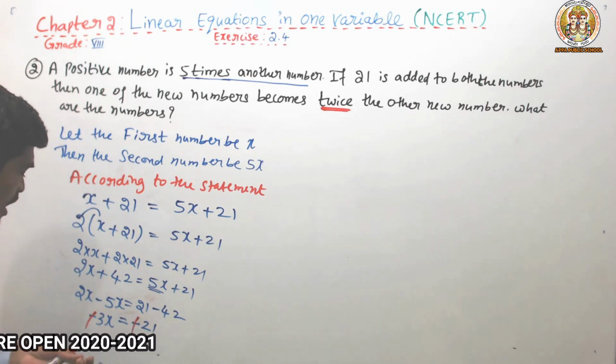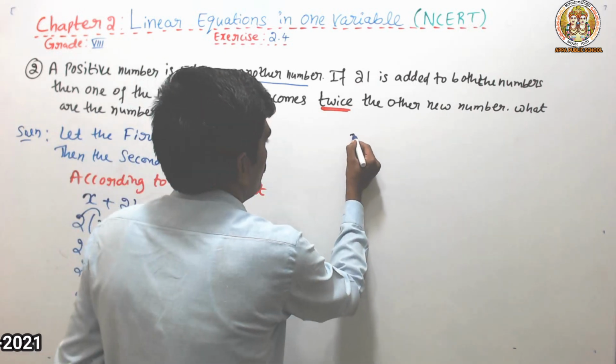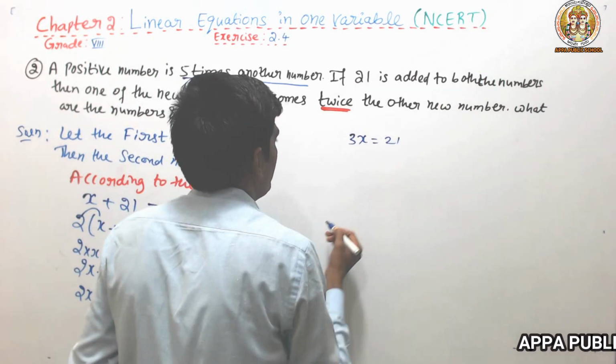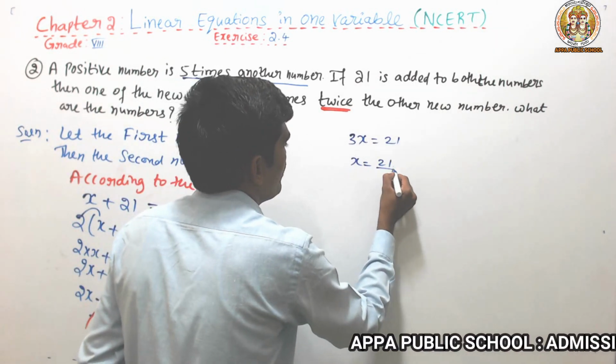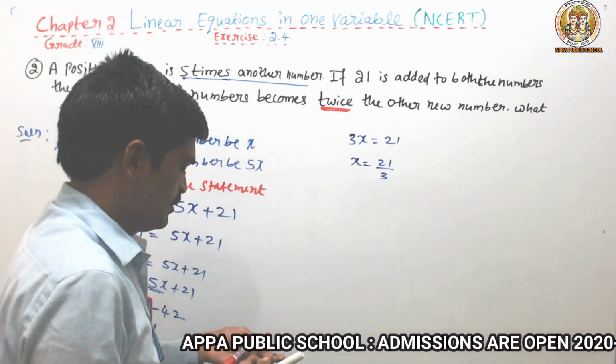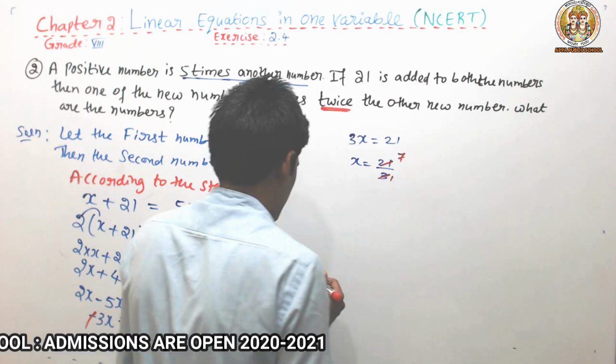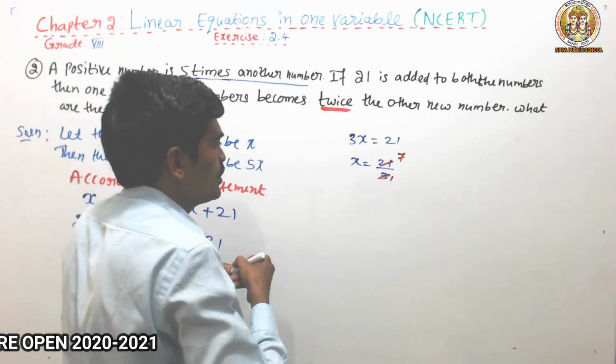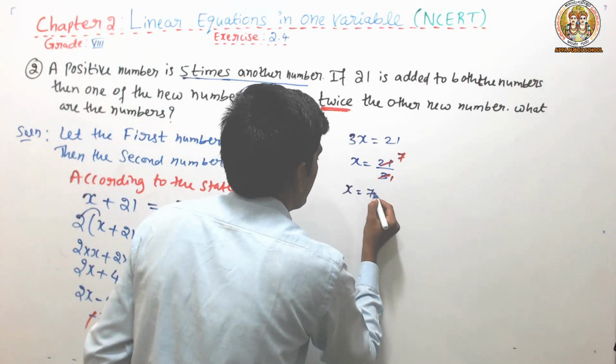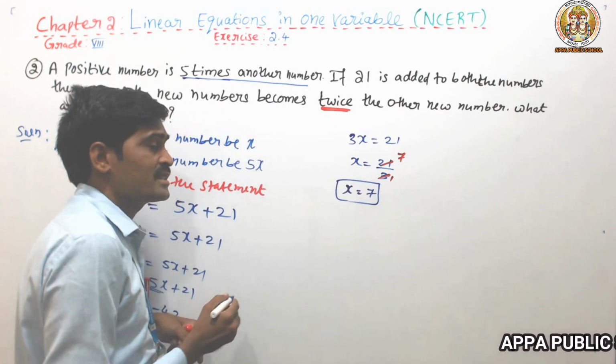So what is remaining now? 3x is equal to 21. So x is equal to 21 divided by 3. 3 ones are 3, 3 sevens are 21. So x is equal to 7. It is not a final answer.